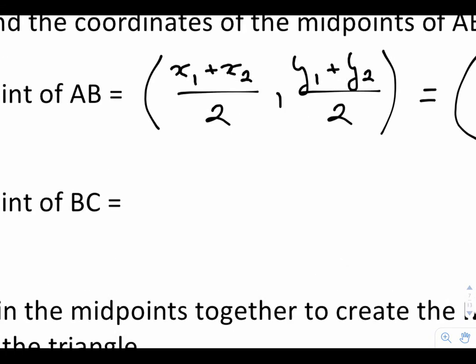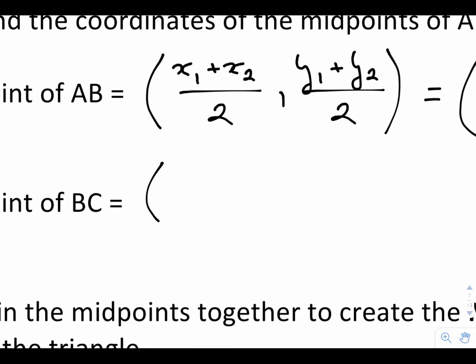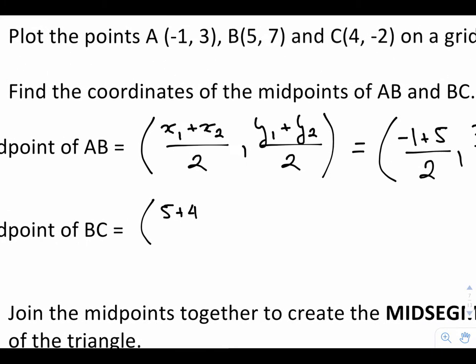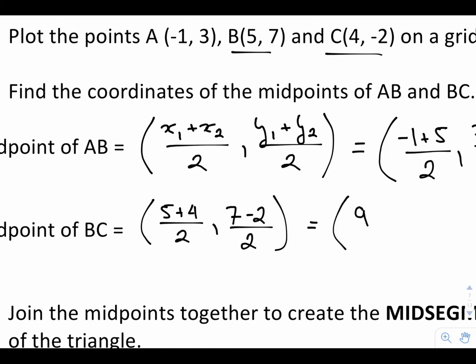And I'm going to do the same thing for BC. So BC in this case becomes (5 plus 4), again, if you want, just look at the values for B and C over here, divided by 2, comma, (7 minus 2) divided by 2. Simplified, I get 9 over 2, or 4.5, and 5 over 2, or 2.5.